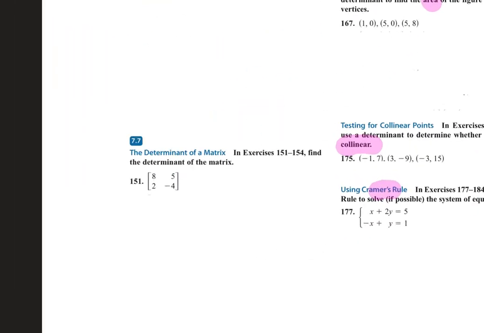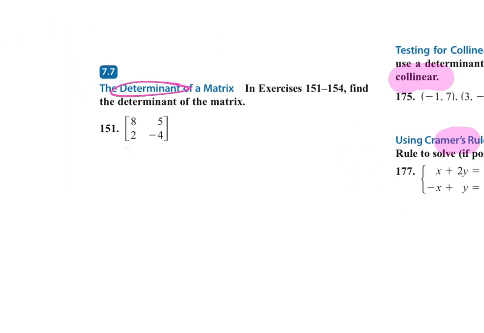And then 7-7 was the actual determinant. So this is that Jesus fish. If it's A, B, C, D, we do the fish. We would do D times A minus C times B, sorry. That's for a 2 by 2.